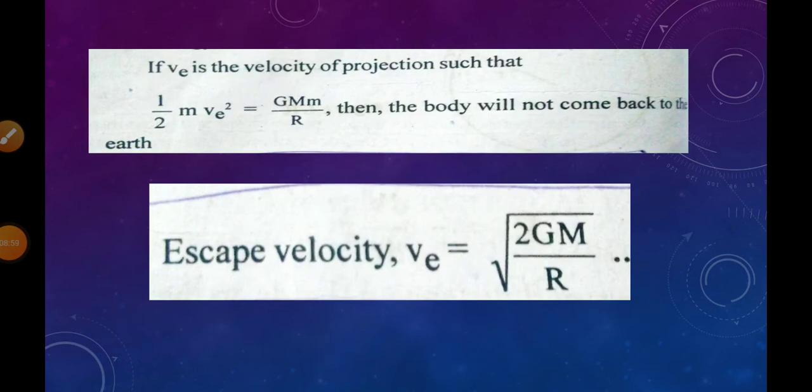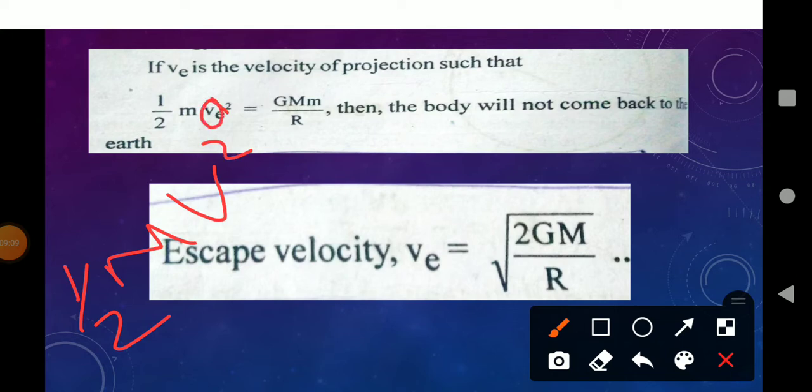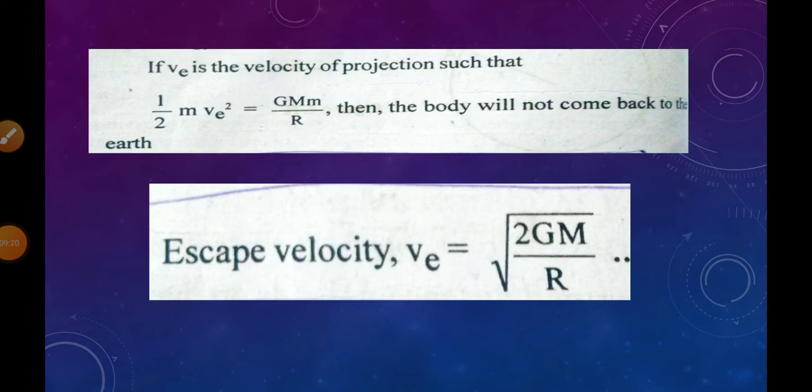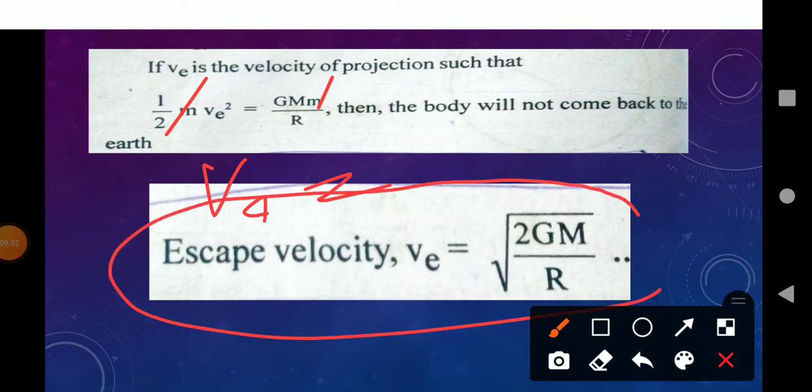You know the kinetic energy is half mv squared. Here we take v_e instead of v to represent the escape velocity. So half m v_e squared is equal to GMm by R. Cancelling m on both sides and taking the square root, v_e is equal to root 2GM by R. This is the equation for escape velocity.